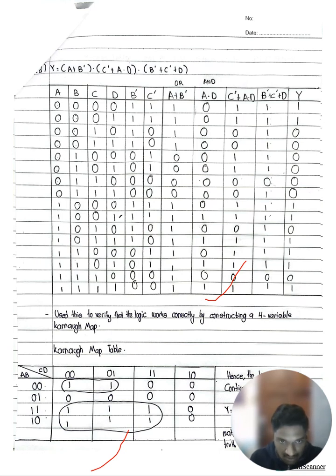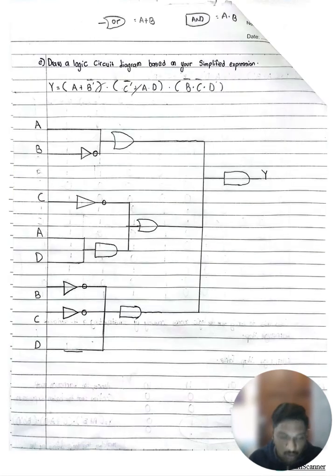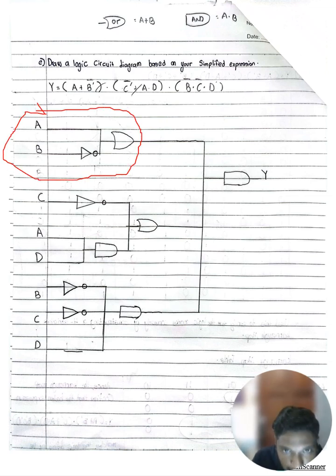Continue with question 4. Draw a logic circuit diagram based on your simplified expression. Based on the rules, I have to explain how the expression can be changed into a logic diagram. As you can see, A goes to this one and B goes to the B bar. Then both are combined with a plus using this diagram. So this one is A plus B bar.